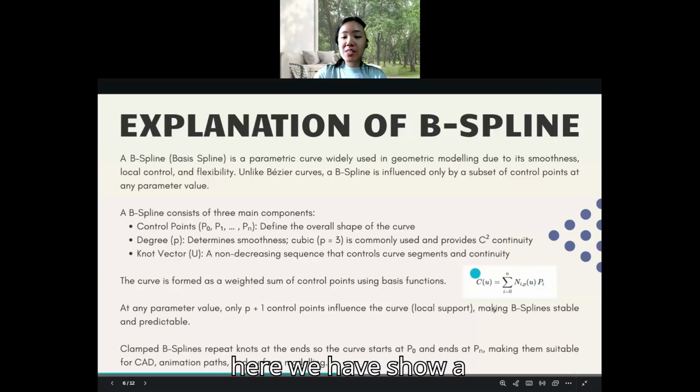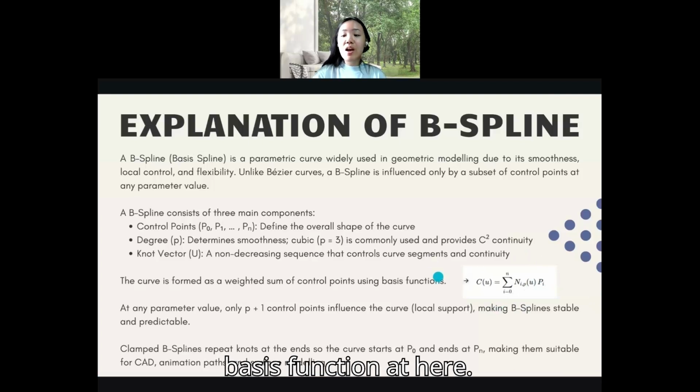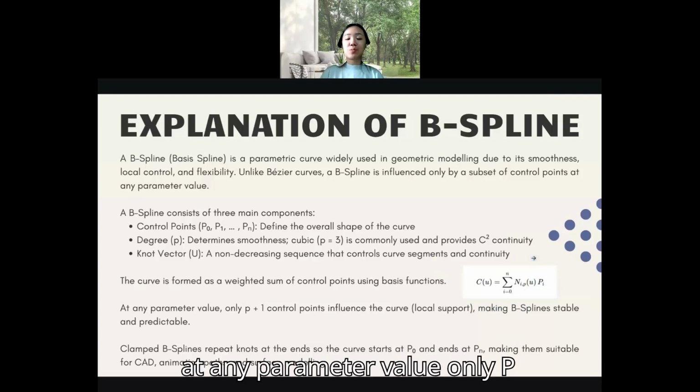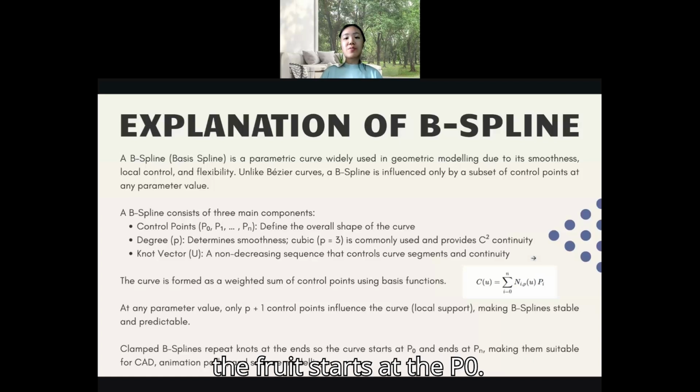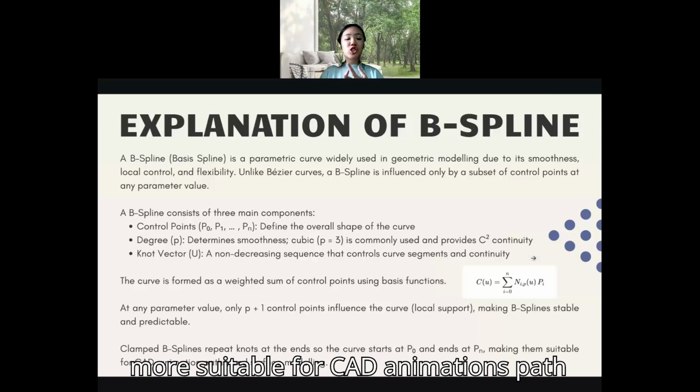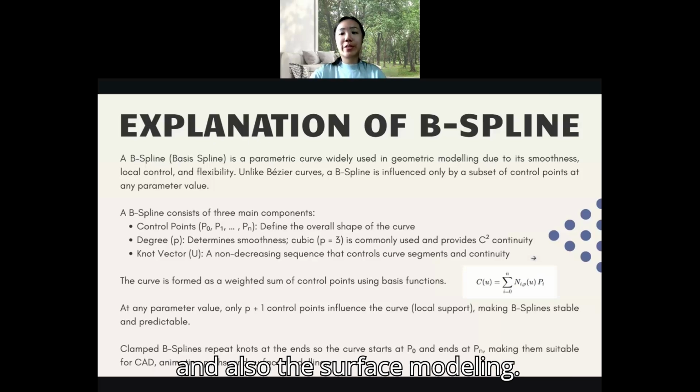So here we have shown the basis function formula. At any parameter value, only P plus 1 control points will influence the curve because of the local support, making the B-spline stable and predictable. Clamped B-splines repeat the knots at the ends, so the curve starts at P0 and ends at the last control point, making them more suitable for CAD, animation, paths, and also surface modeling.